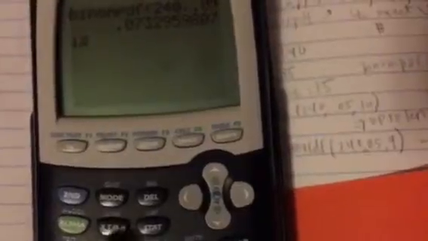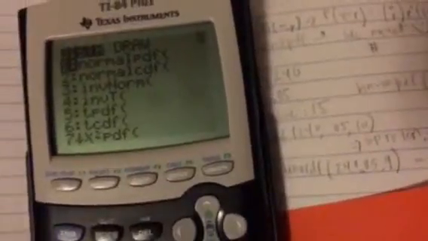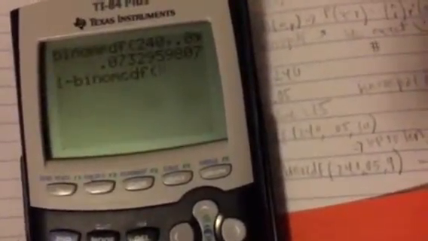So like the other problem, I do the same. So I press 1 minus second vars, but this time it's alpha B because it's CDF, and again it's trials, so 240, comma, probability, 0.05, and then 9, and then it's 0.764, and that's my answer.